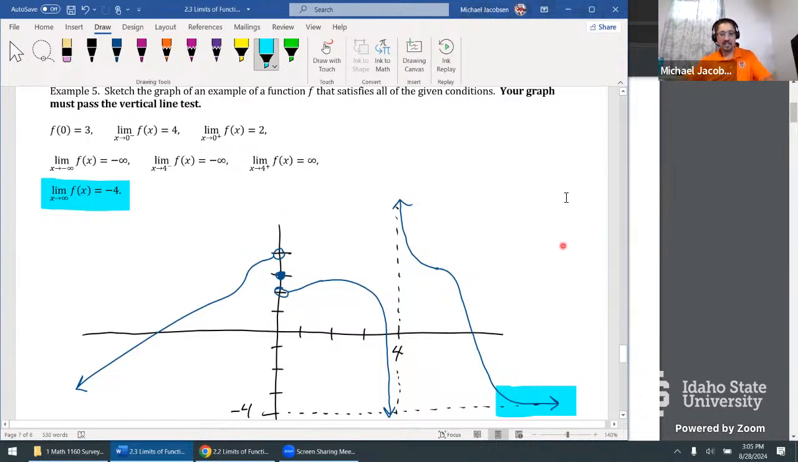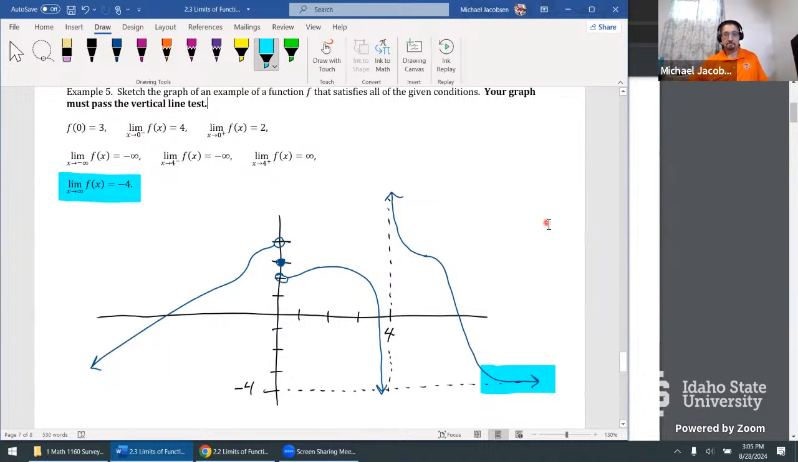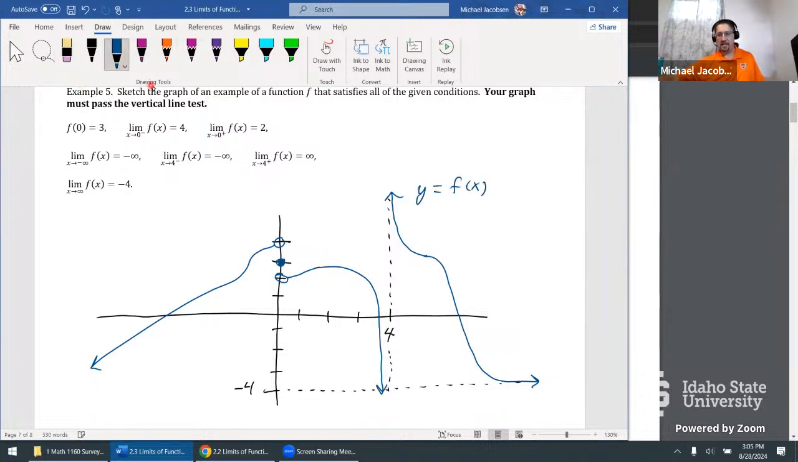Well, there's probably more things that we ought to say about this one, but any questions or comments so far? The y equals f of x is optional. I just like to get in the habit of putting that there.